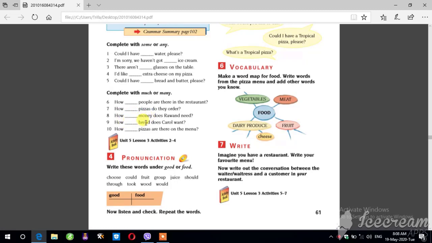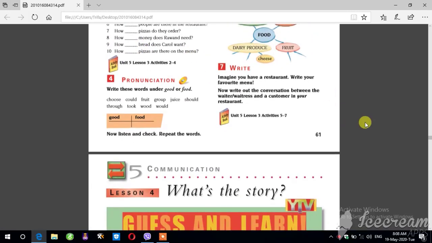Bread. Bread is an uncountable noun here. How much bread? Pizzas. How many pizzas? You have to review these two exercises.